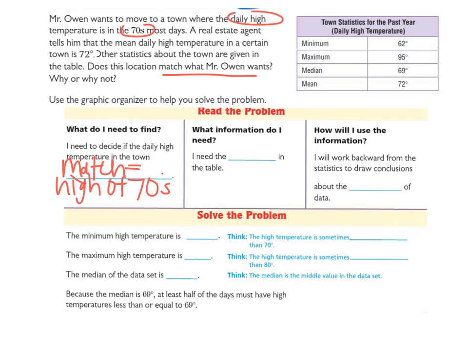What information do I need? I need the data in the table. Okay. So, how will I find the information? I'm going to work backwards using the statistics to draw conclusions about the temperature, or about the blank of data. I would say probably about the measures of data. Sometimes I don't know what they want me to write there.